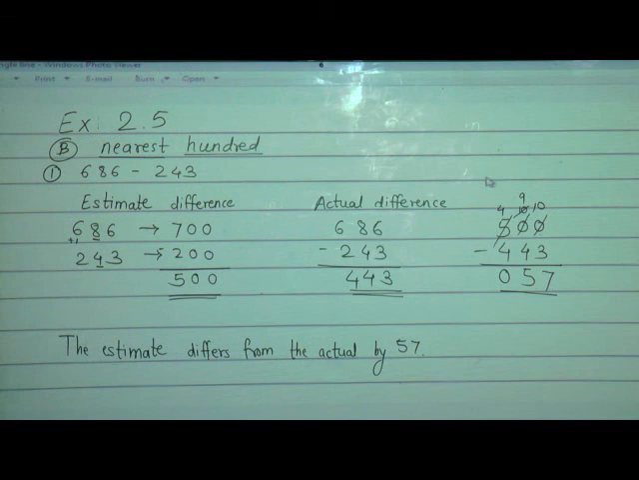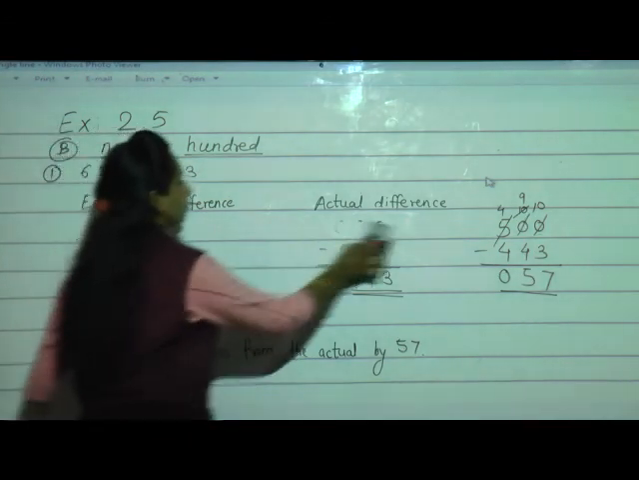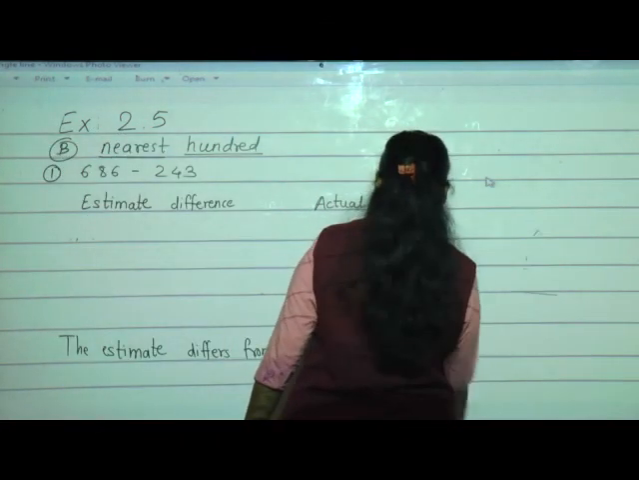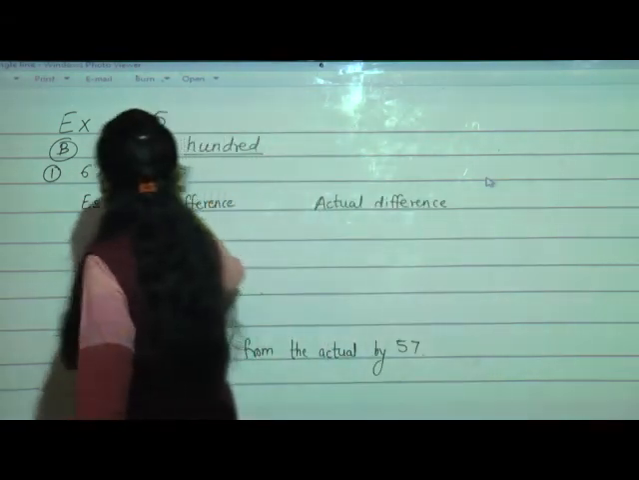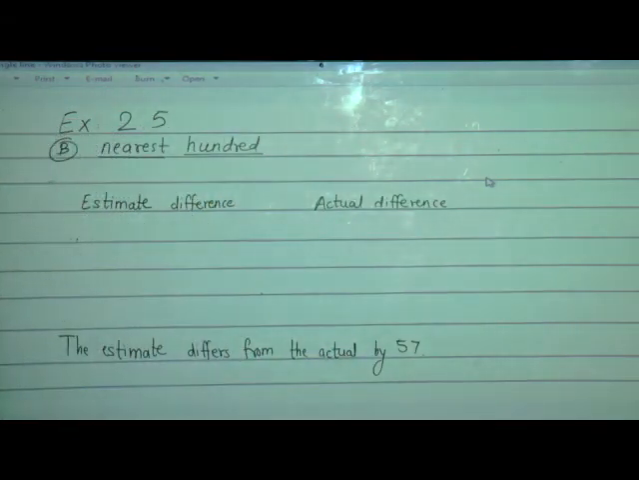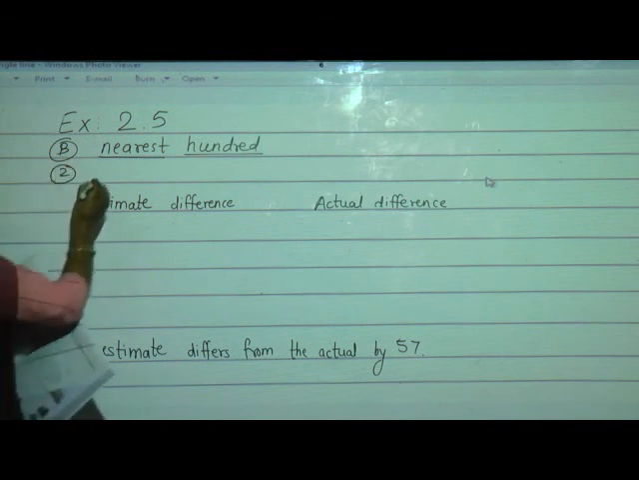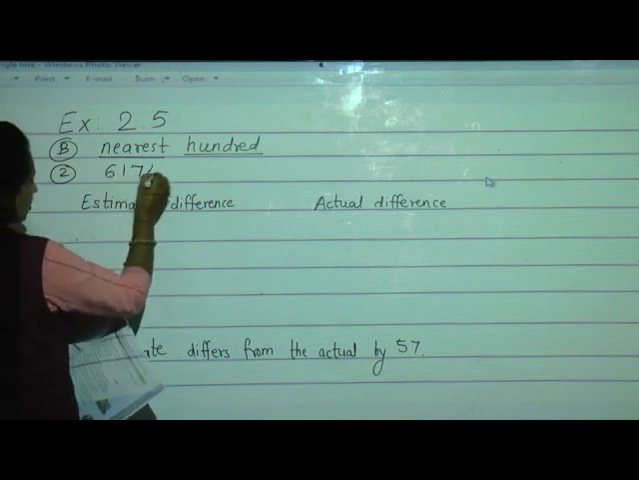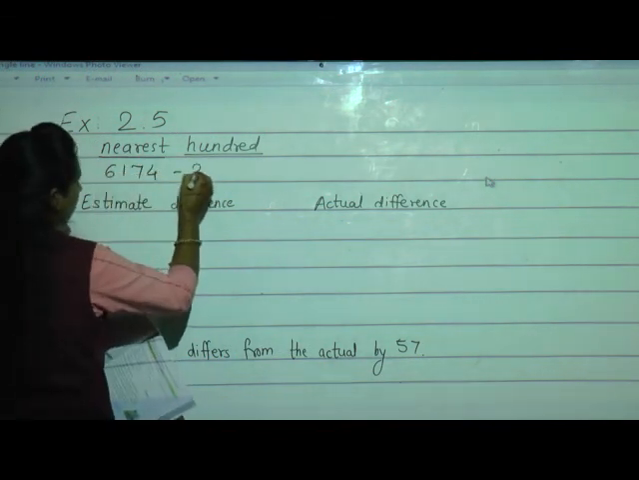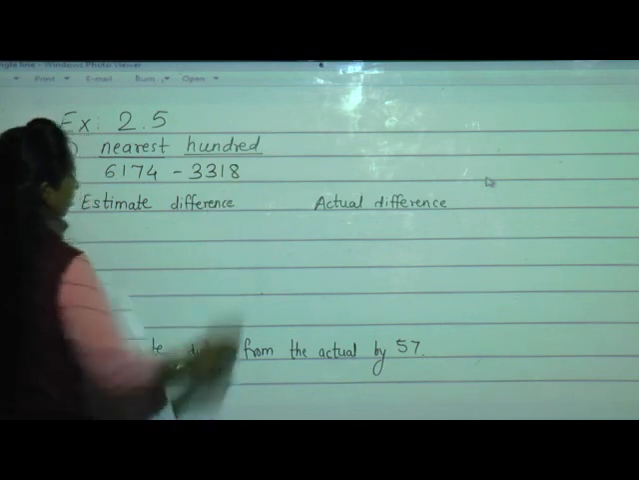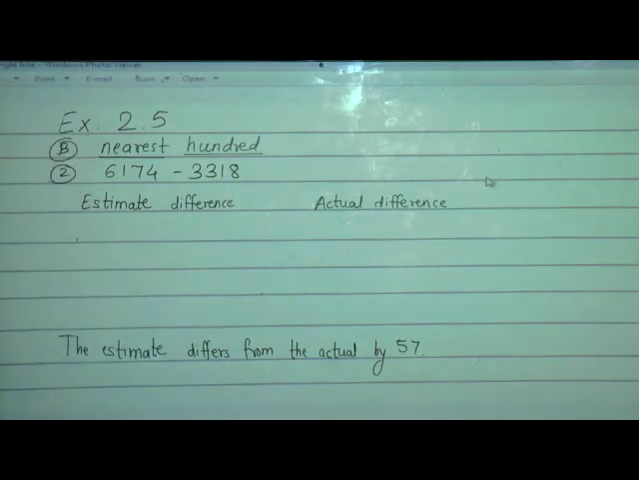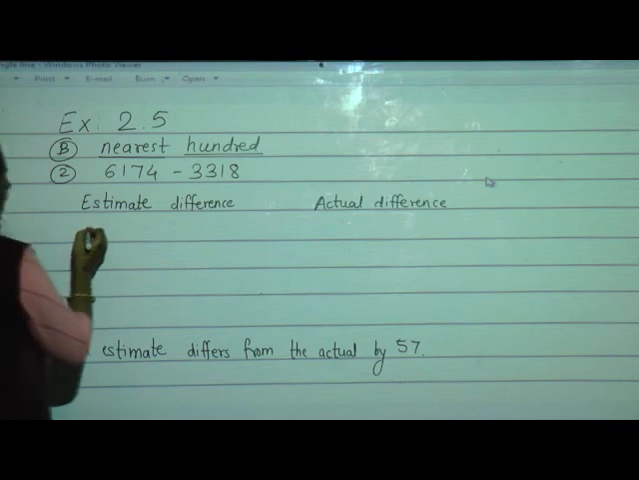Now I will take 2 more examples for you. Now I will take the second one. What is the second one? 6,174 minus 3,318. Okay, now this is a 4-digit number. I'll write it first.